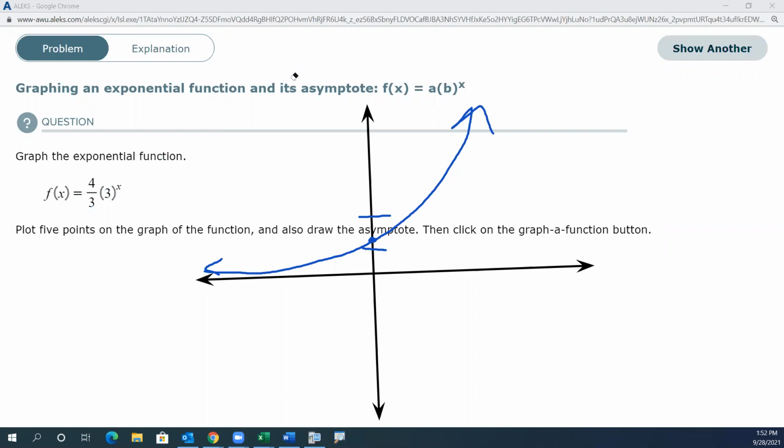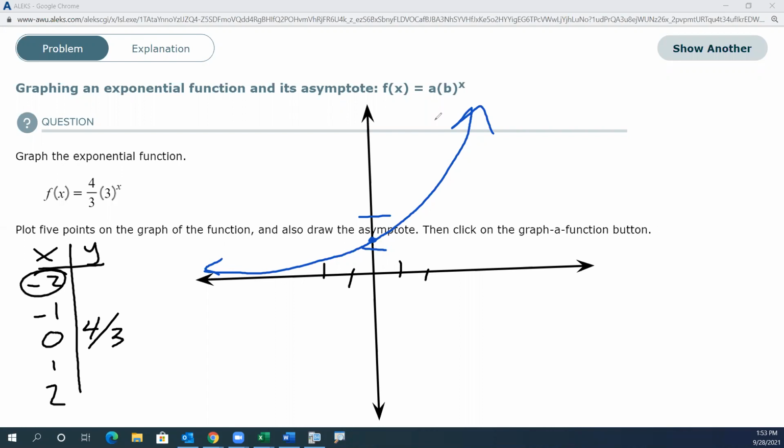So let's go like this. We're going to have some x's and y's. And we already know that when x is 0, y is 4/3. So maybe we'll plug in a couple of x's over here, a couple of x's over here, and just see what happens. Okay. So when x is -2, we get 4/3 times 3 to the, you know what, I'm just going to do this on the calculator because this is going to be really tiresome. Hang on a second.